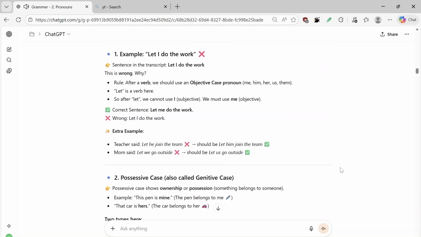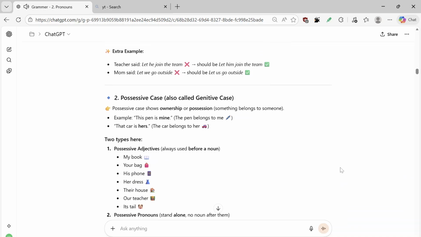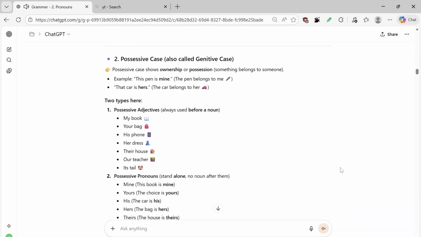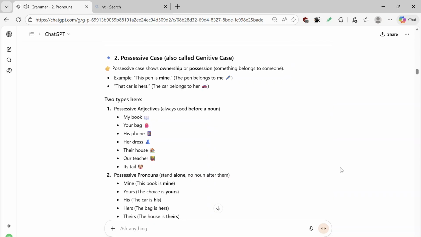Number 2. Possessive case, also called genitive case. Possessive case shows ownership or possession. Something belongs to someone. Example: This pen is mine. The pen belongs to me. That car is hers. The car belongs to her.